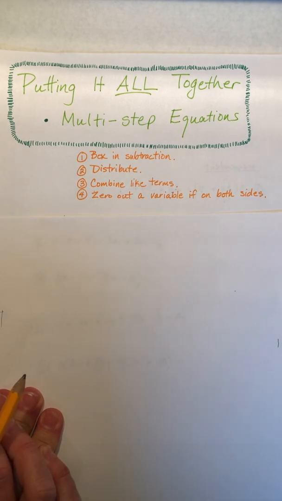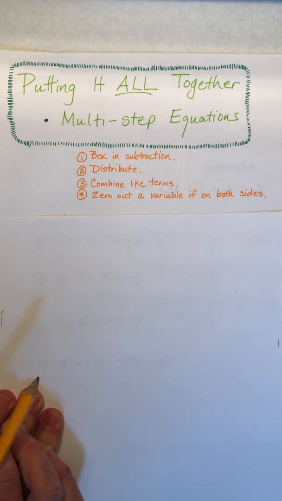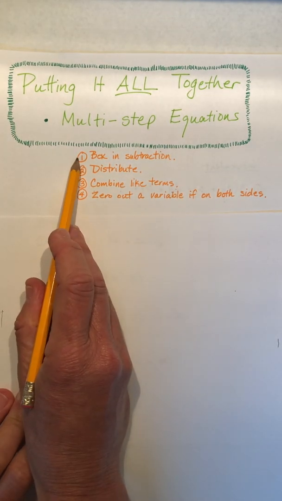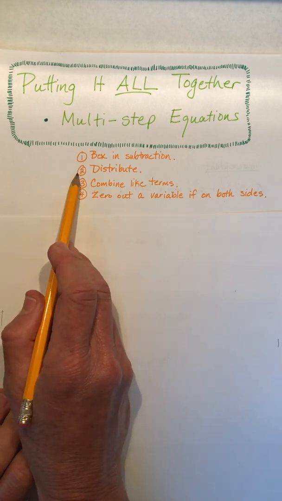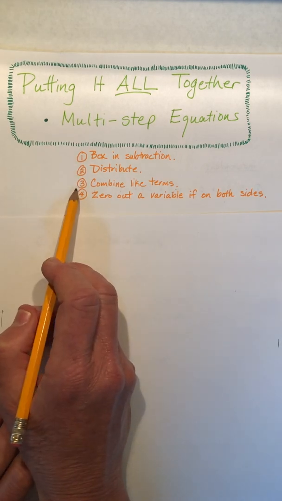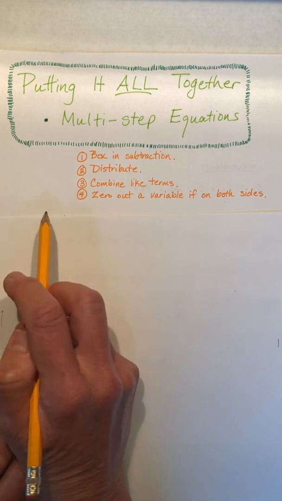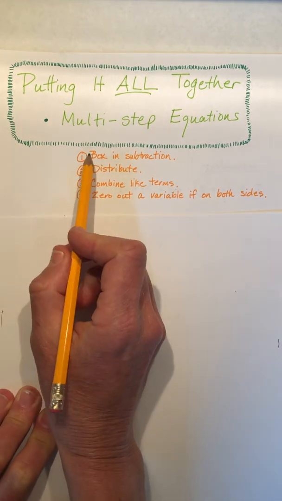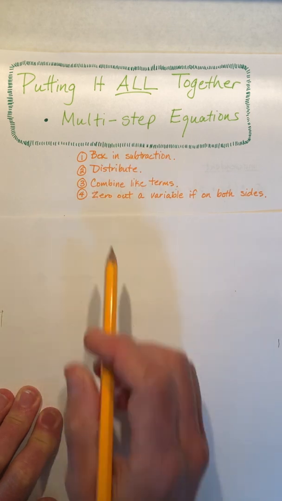We are going to put it all together today with our multi-step equations. We're going to be working on equations that do have subtraction to box in, and they have distributing, and they have like terms to combine, and a variable term that needs to be zeroed out from one side. So when you see a complicated equation, if you just remember to do this in order, you can solve any equation.